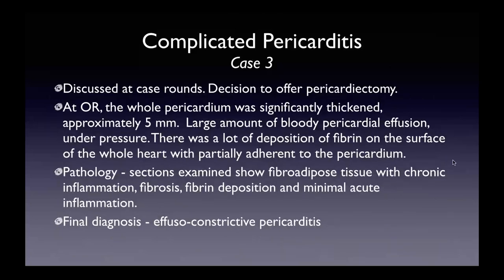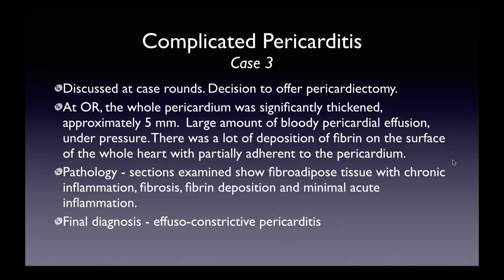So the patient was discussed at case rounds, and the decision was to offer the patient pericardiectomy. You could have considered treating again for acute pericarditis. It was certainly much more complicated compared to the initial presentation, and that was considered. But in the end, the team thought that he had pretty significant refractory right-sided heart failure. It would have been an interesting trial of anti-inflammatory agents. Probably steroids would have to be used to see whether or not things resolved completely.